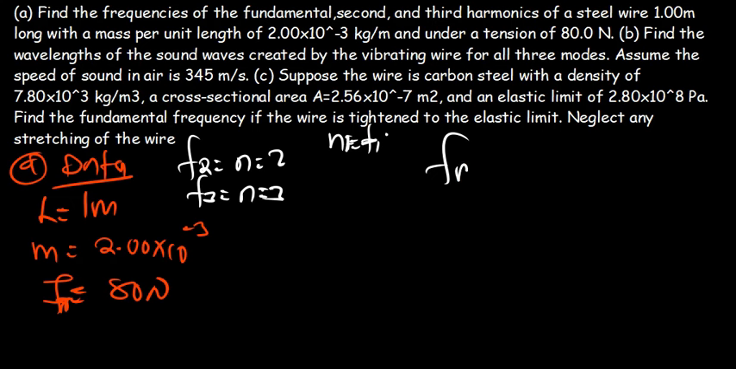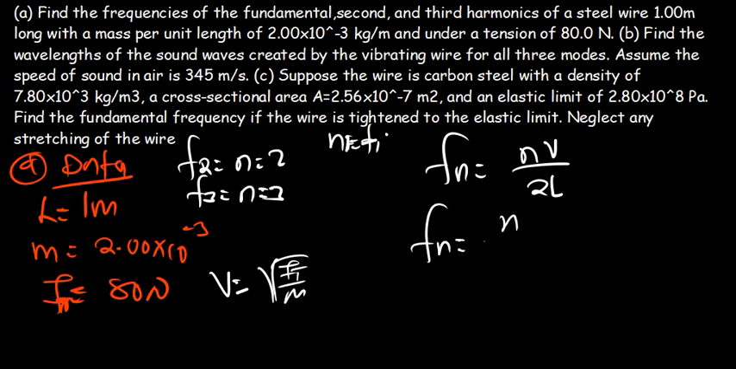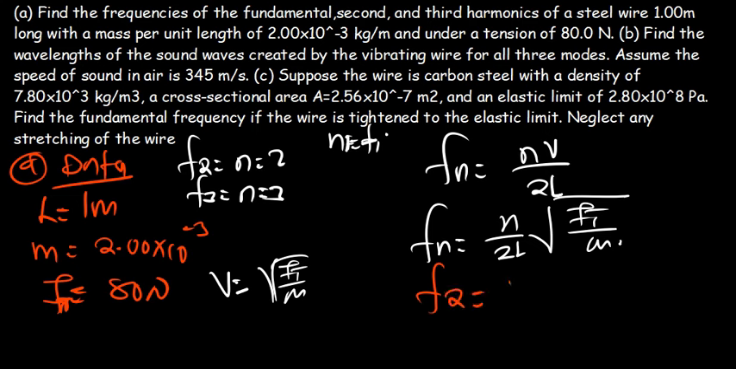So the fundamental frequency is given by nv divided by 2l. Now v, since we have been given the mass and the length, can be given by the square root of the tension force divided by mu. So I can say Fn will be equal to n divided by 2l times the square root of Ft divided by mu. If you want, you can first find the velocity and plug it in directly here. So let's use this formula now to find the second and the third one. So for the second, n is equal to 2.